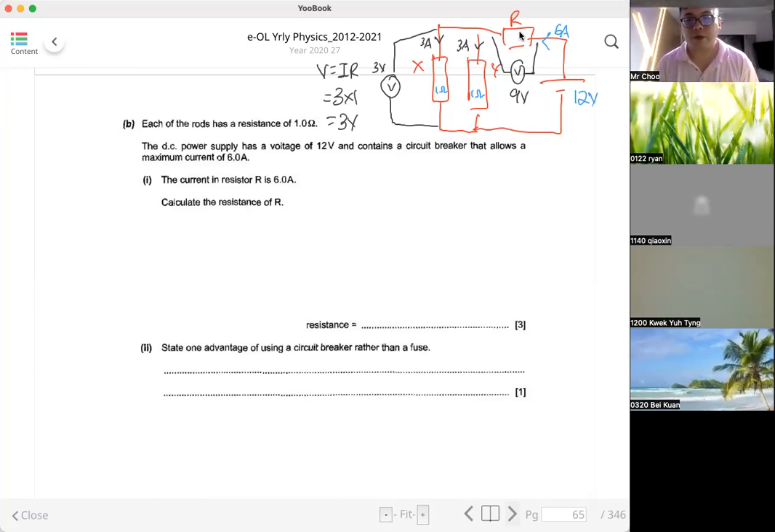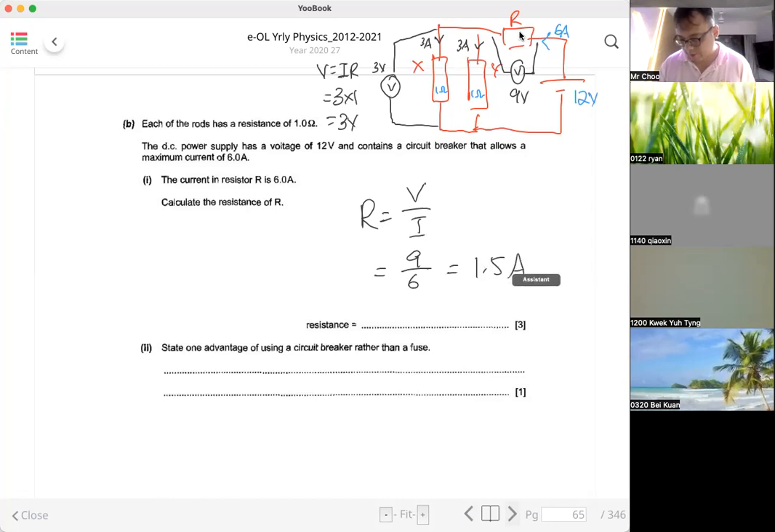Okay, Bei Kwan, are you able to do it now? Well done, Bei Kwan. Okay, so from here, can you find the resistance of the arrow? The resistance is V over I, correct? You know the V is 9, your I is 6, and therefore you should get 1.5, sorry, 1.5 ohm.